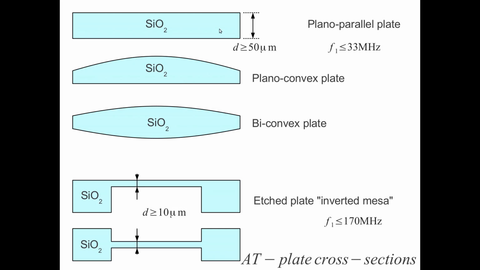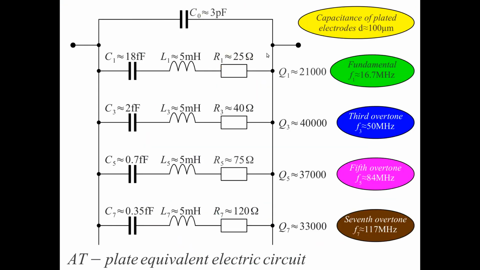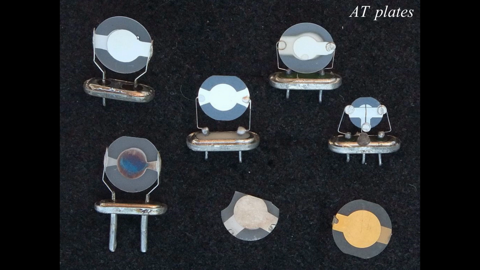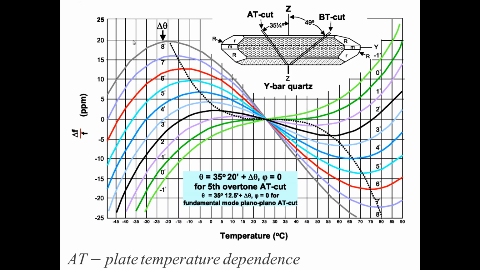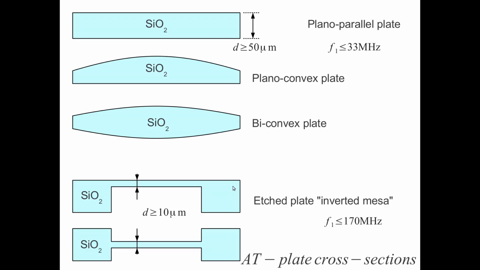With the plano-parallel plate, we are limited in thickness. In order for a quartz plate not to break, it should be thicker than about 50 micrometers. These plates here are about 150 micrometers thick, not less than 50 micrometers, because at 50 micrometers it becomes too brittle and may break easily. This limits the fundamental resonance to below approximately 33 megahertz. This is 50 micrometer limited.